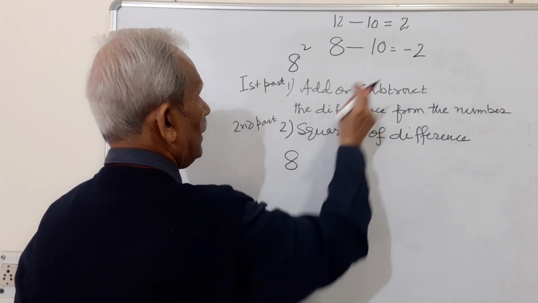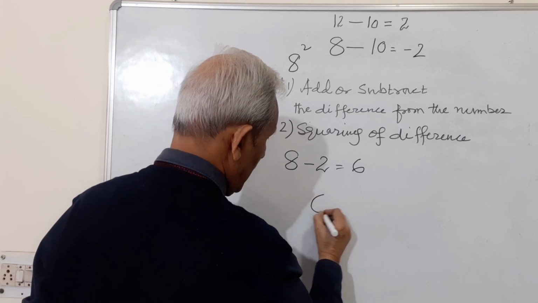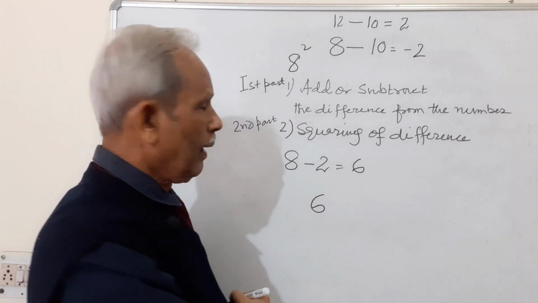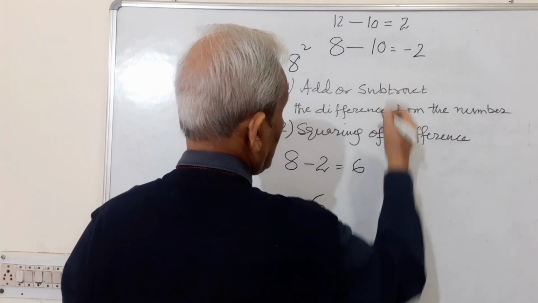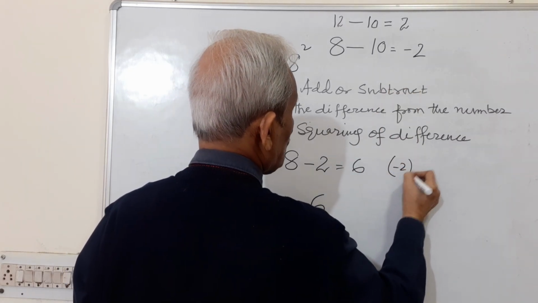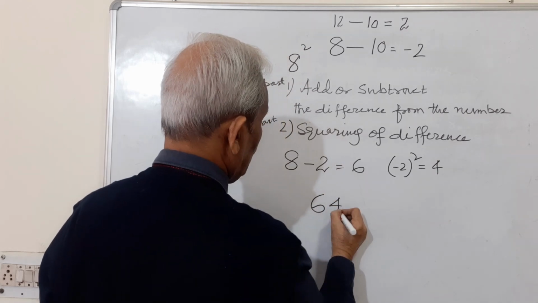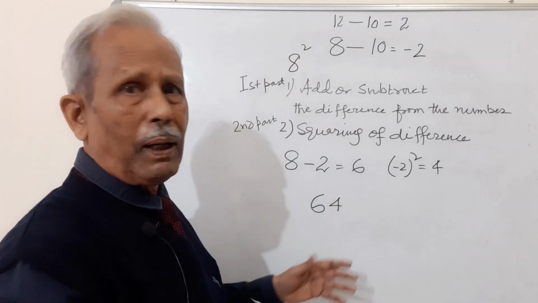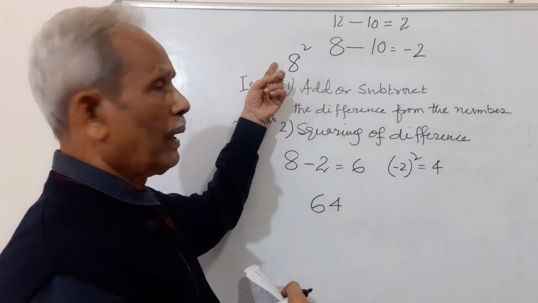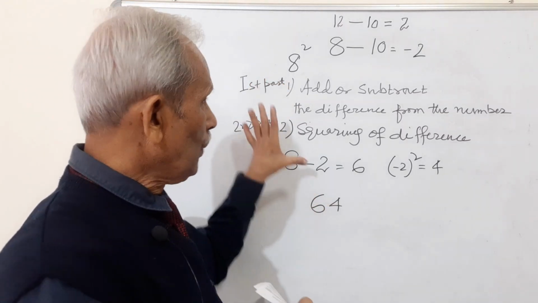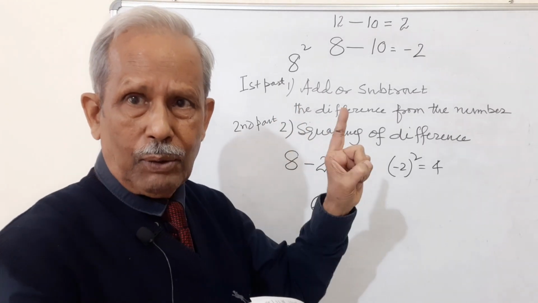8. Here the difference is minus 2. So the first part of the answer is 6. And the second part of the answer is the square of the difference. The difference is minus 2. So minus 2 square is how much? 4. So write down 4. The first part is 6 and the second part is 4. So the answer is 64, and you know that the square of 8 is 64. So we have found it by this method. It's a simple question, only one digit.